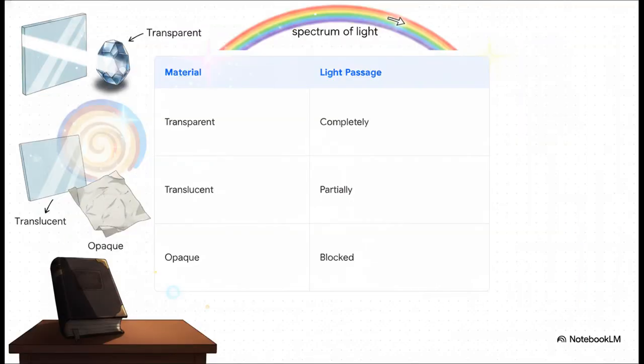Now, you can easily memorize these three material types for your test by just thinking of them as a spectrum. It's all about how much light gets through. If light passes through almost completely, like through a clear glass window, it's transparent. If it only passes through partially, giving you a kind of blurred view, think frosted glass or tracing paper, it's translucent. And if the material totally blocks the light, like a wooden desk or a thick textbook, it's completely opaque.